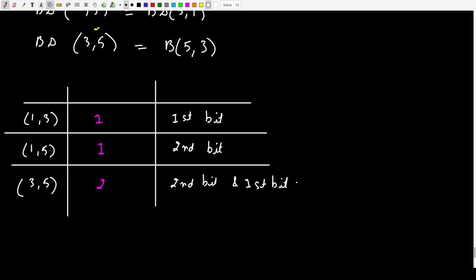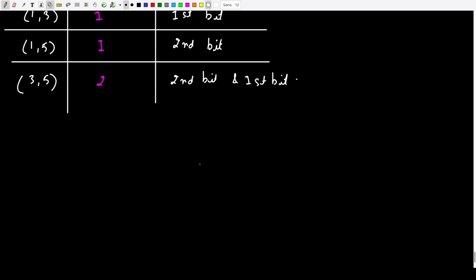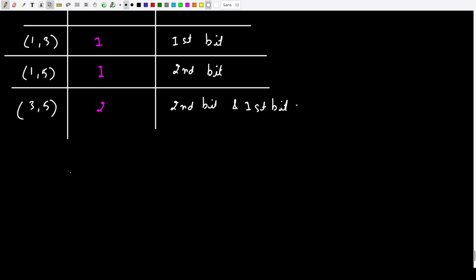Okay. So now if I want to compute the bit differences of all the pairs, then it is basically the summation of these, 1 plus 1 plus 2, and twice of this number, right? The reason we are doing twice is because we know that the bit difference of 1 comma 3 is equal to 3 comma 1. So in order to accommodate 3 comma 1, 5 comma 1 and 5 comma 3, we are just multiplying this number by 2. In this way, the bit difference will be 4 into 2, which is equal to 8.